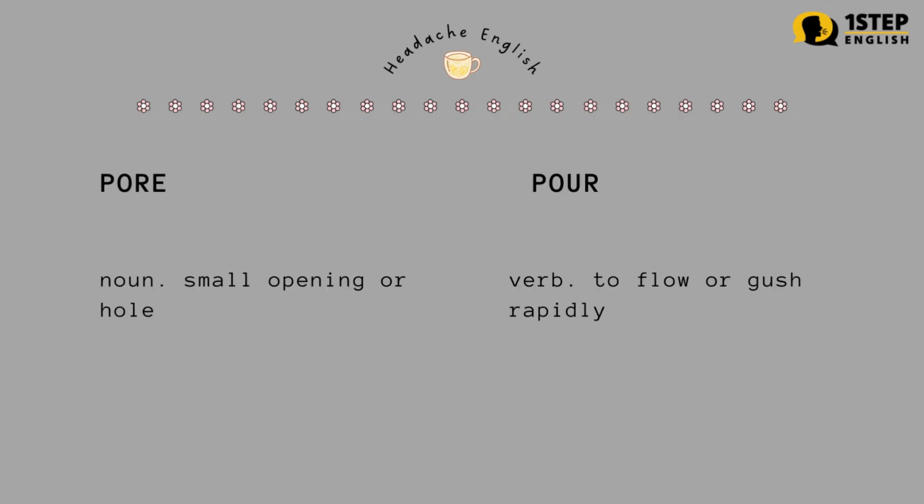Pore versus pour. Pore: noun, small opening or hole. Pour: verb, to flow or gush rapidly.